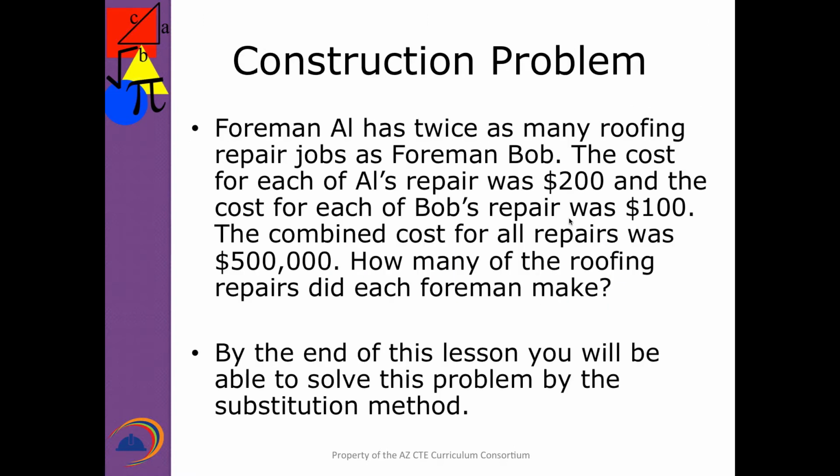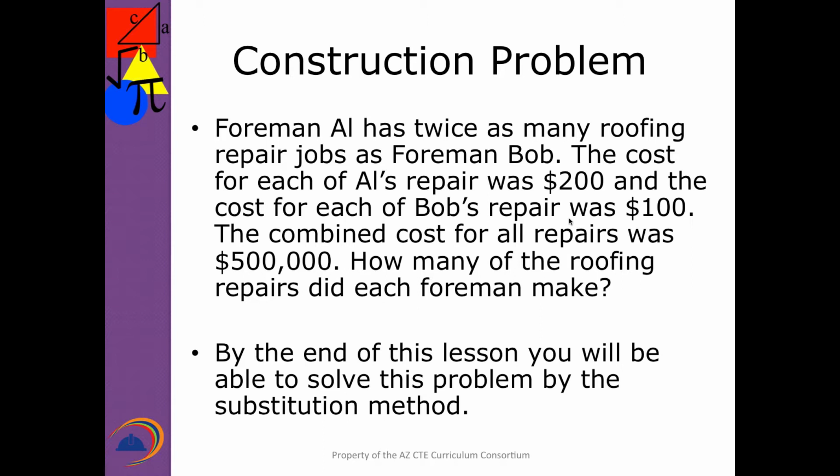So here's a problem. Foreman Al has twice as many roofing repair jobs as Foreman Bob. The cost of each of Al's repairs was $200, and the cost for each of Bob's repairs was $100. The combined cost of all the repairs was $500,000. How many roofing repairs did each foreman make? So by the end of this lesson, you're going to learn how to solve this by the substitution method.